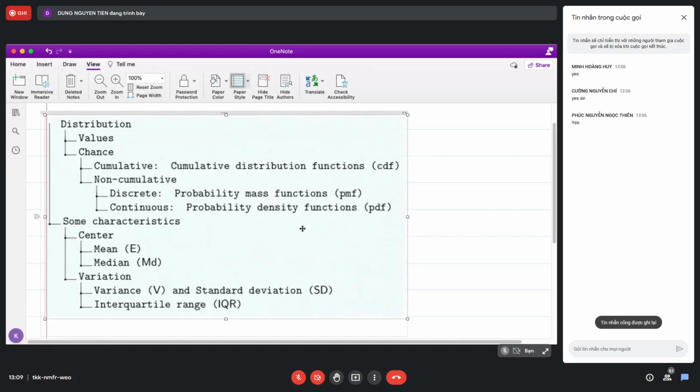That is the outline of what we're studying in this chapter. And I think last week we already learned the probability mass function and the probability density function, right? Now I want to talk about the cumulative distribution functions.